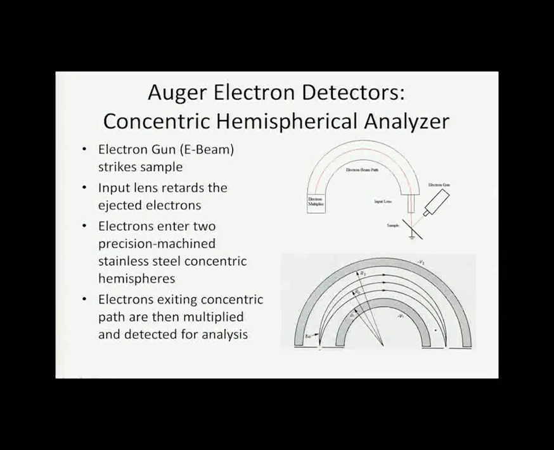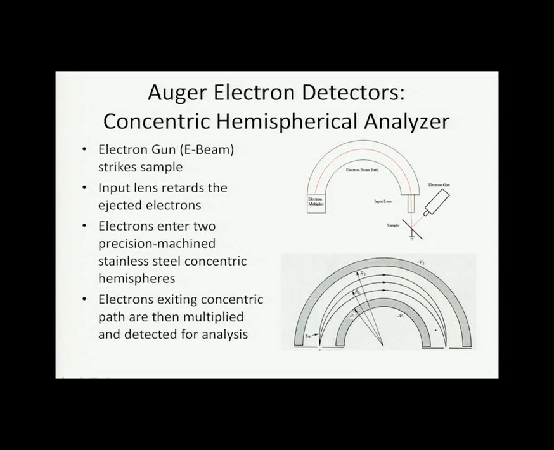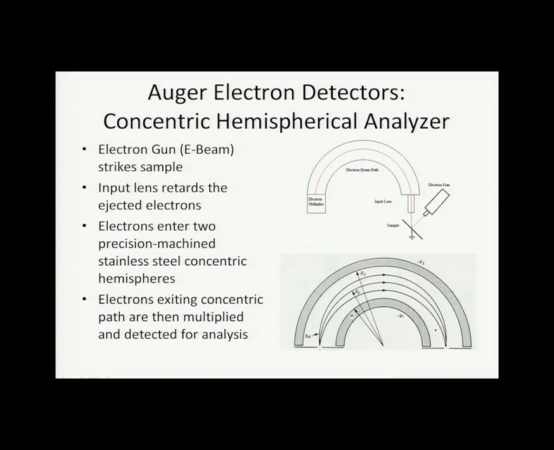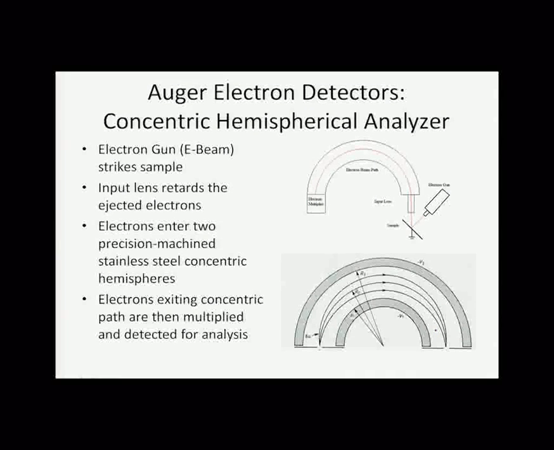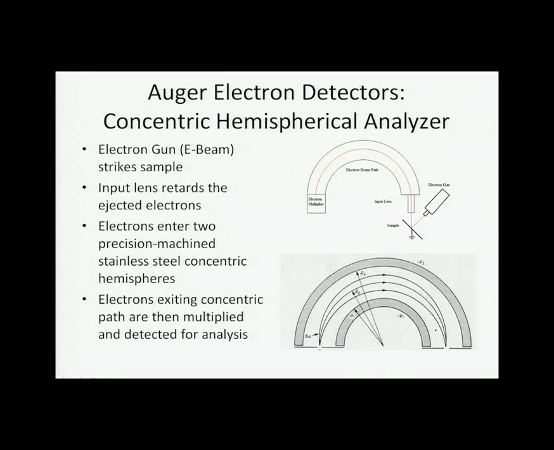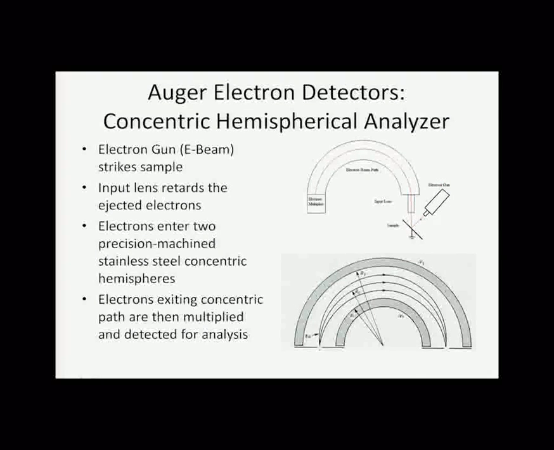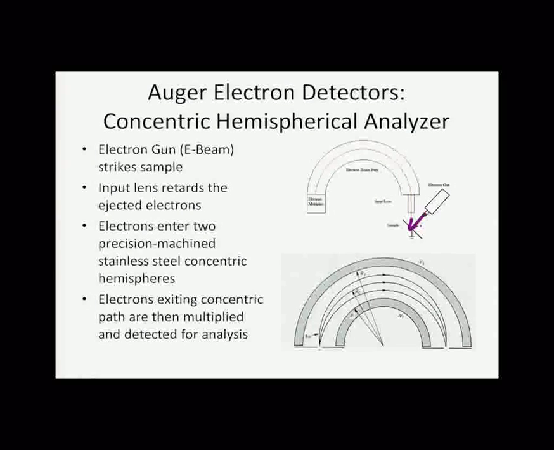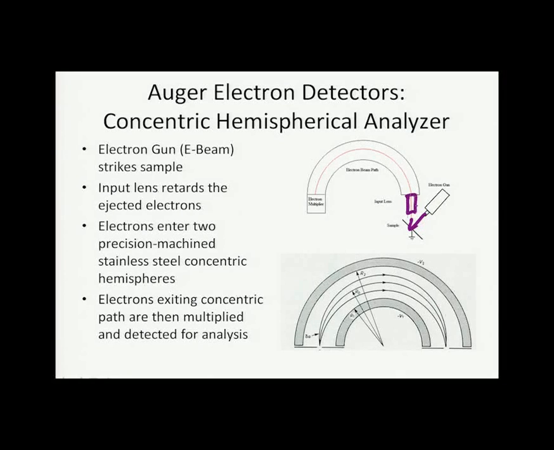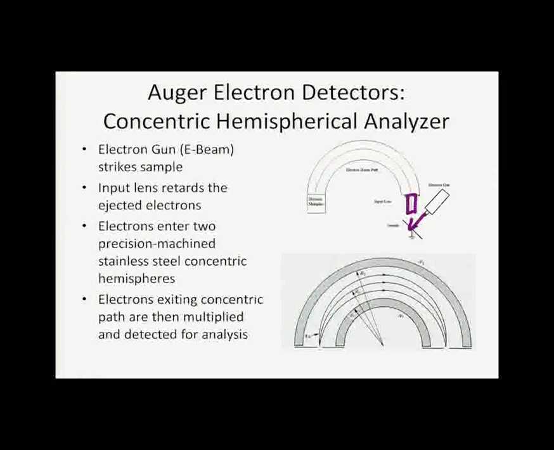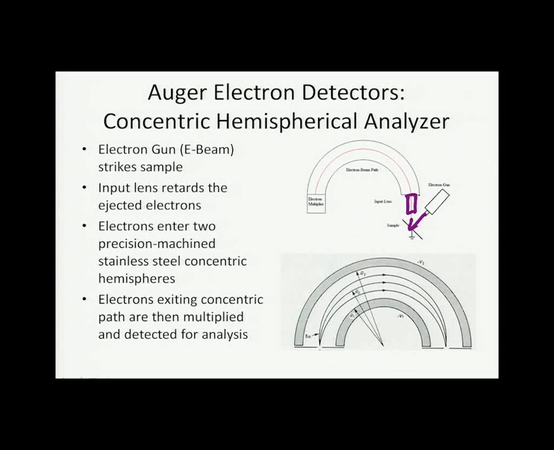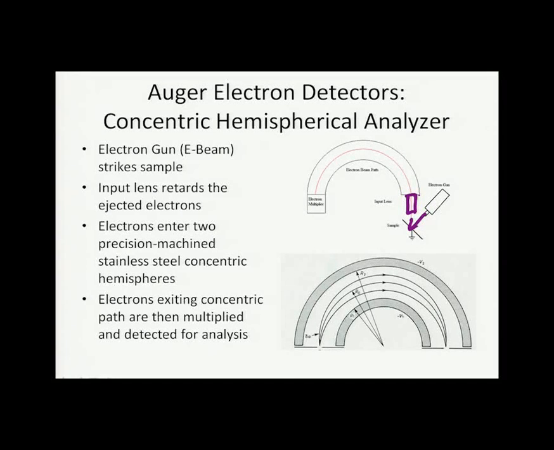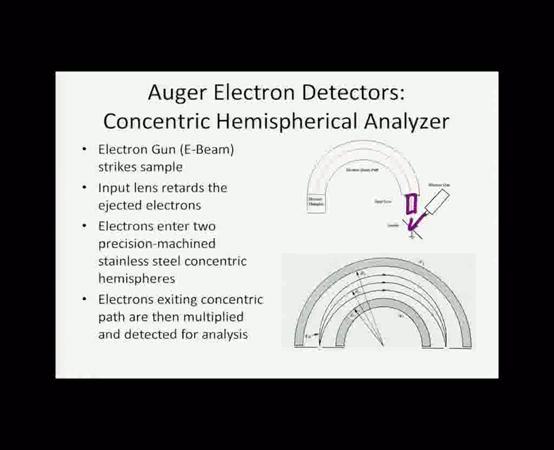So, here's a little diagram. We're talking about Auger electron detectors, and the detector here is a concentric hemispherical analyzer. So we have an electron gun. This is our electron beam. It strikes a sample. And the input lens retards the ejected electrons here. The electrons enter two precision machined stainless steel concentric hemispheres. And then the electrons exiting the concentric path are multiplied and detected for analysis.